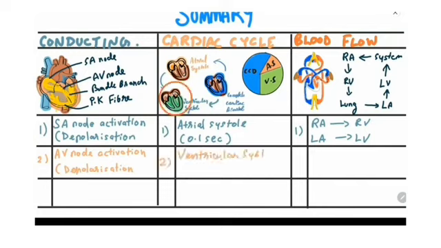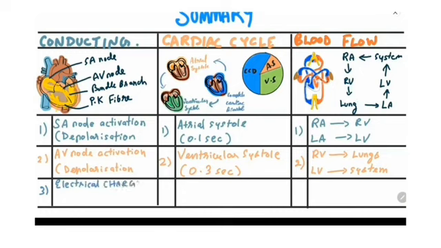And when there is no electrical charge and the current gets dispersed, complete cardiac diastole occurs, which takes up about 0.4 second, during which the blood returns to the right atrium and left atrium. And this cycle is repeated throughout our life.